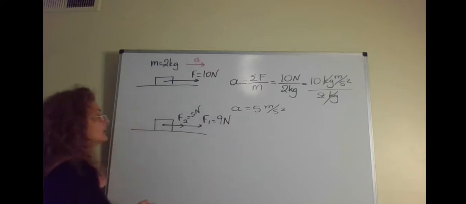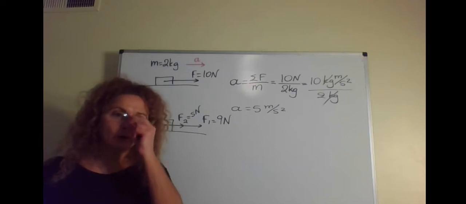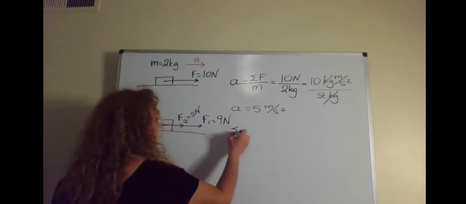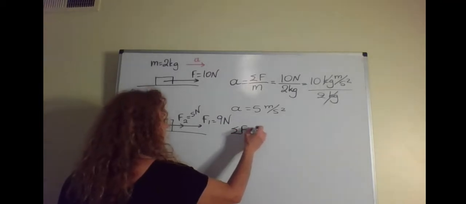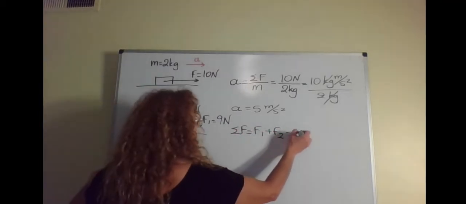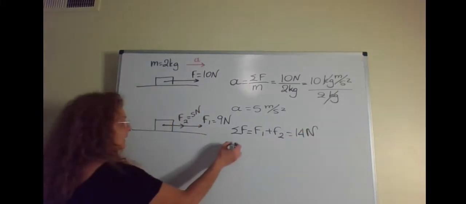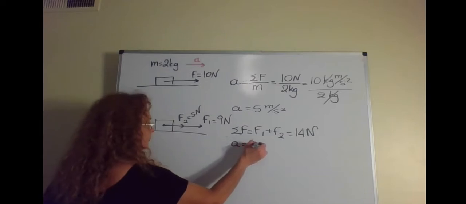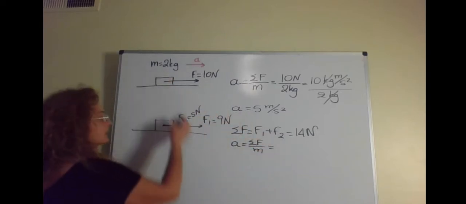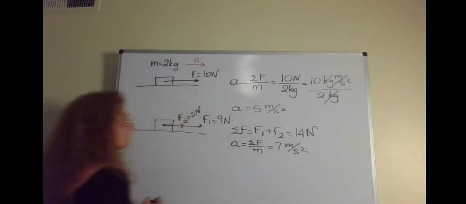Whenever the two forces have the same direction, the total force is equal to their sum. So the sum of forces would be F1 plus F2, which is 14 newtons. And the acceleration will be the total force over mass, meaning 14 divided by 2, 7 meters per second squared.